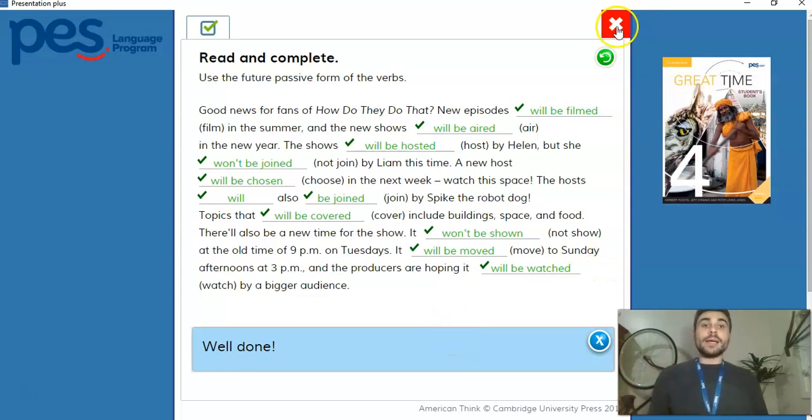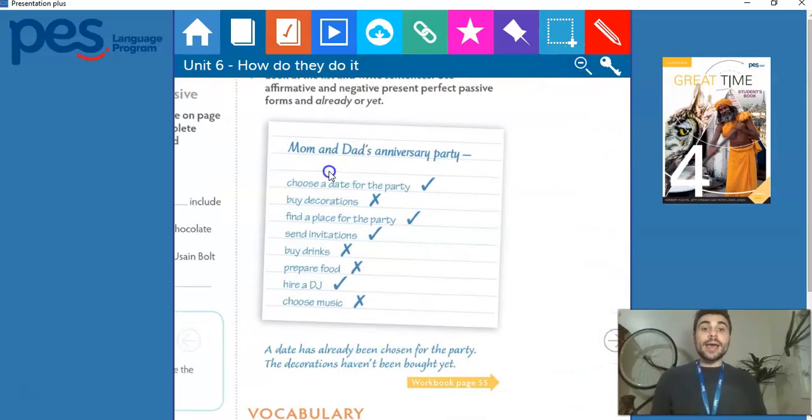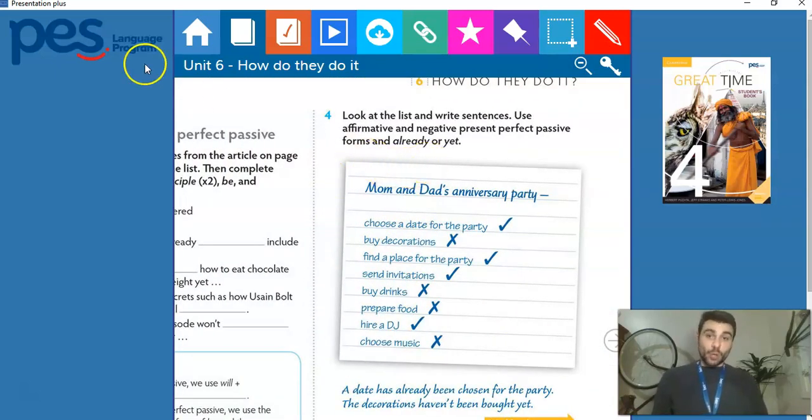Good? Let's move forward, because here we have a last exercise, exercise number 4. In exercise number 4, we look at the list and write sentences. Use affirmative and negative present perfect passive forms, and already or yet. So, again, if in the last exercise we were using just the future passive, now we will be using just the present perfect passive, okay? And you need to use the words already or yet. This is not new for you.